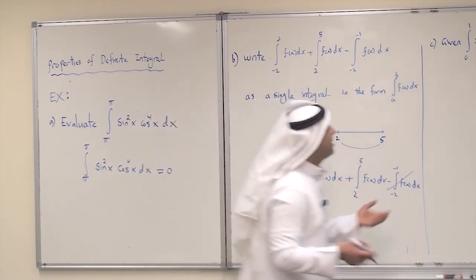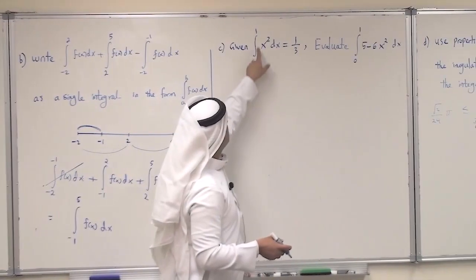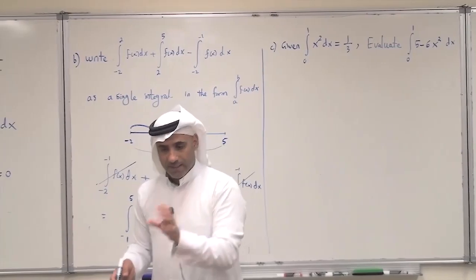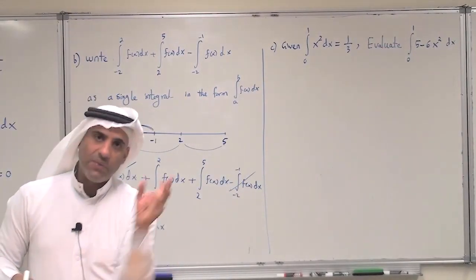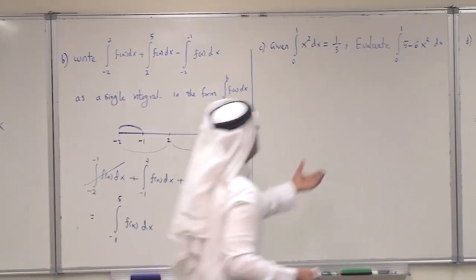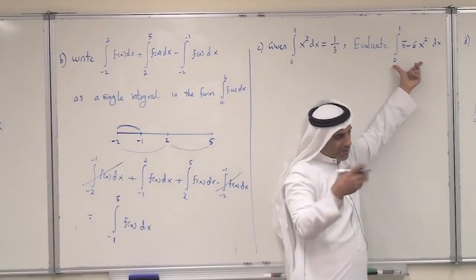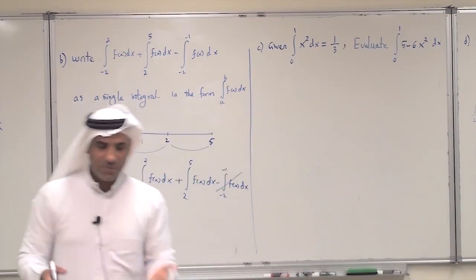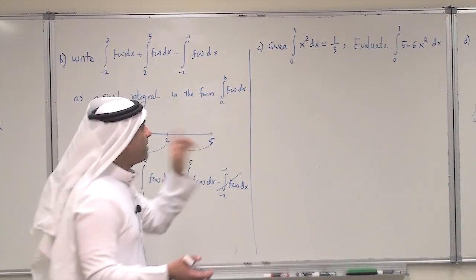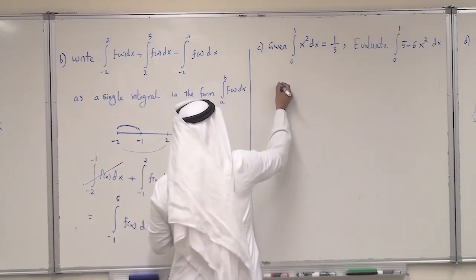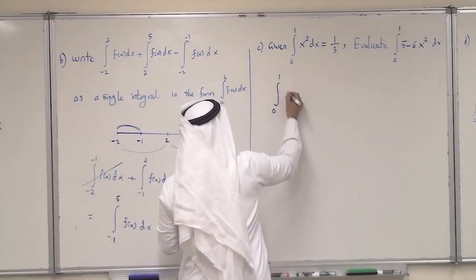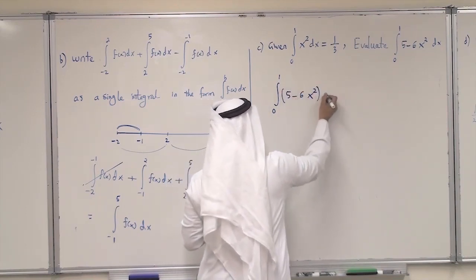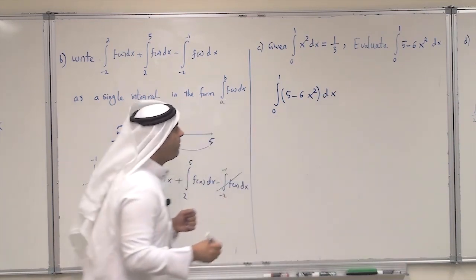A third one here says, given that the integral from 0 to 1 x squared dx is equal to 1/3, use the properties of definite integrals to evaluate the integral. Of course, we can evaluate this using the definition. We may use also other techniques to find this, for example, by using later what we call the fundamental theorem of calculus. But here we are using the properties. So how to calculate 0 to 1, 5 minus 6x squared multiplied by dx using the properties of integrals.